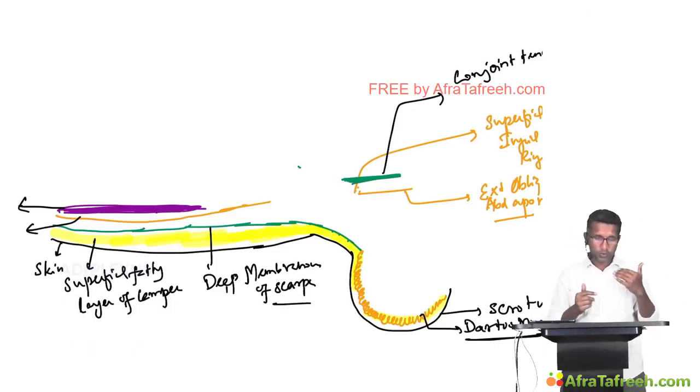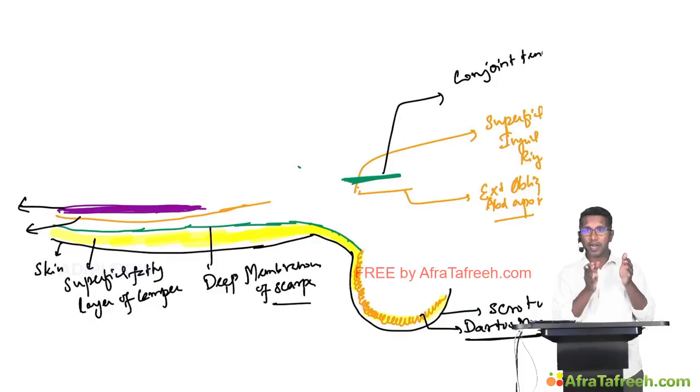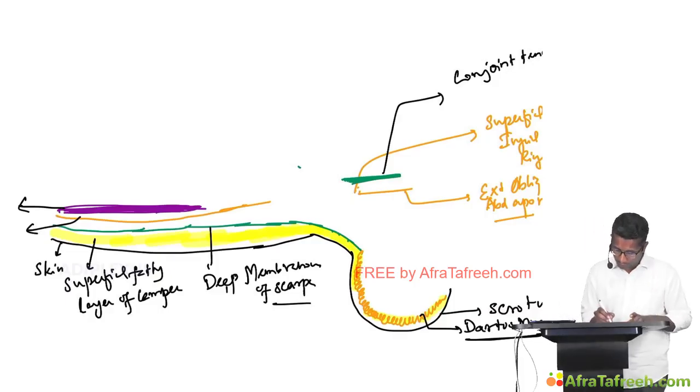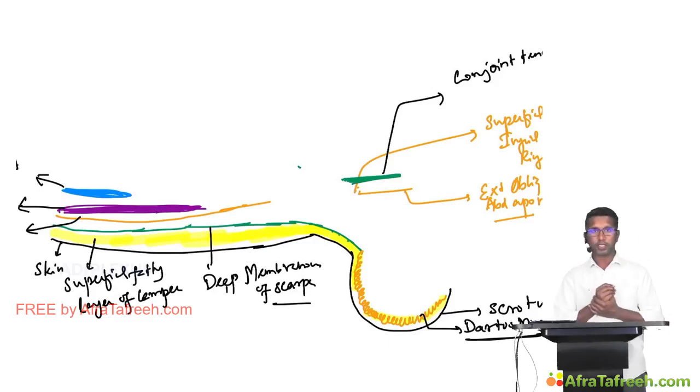Now deep to the internal oblique abdominis muscle, you get another muscle. That muscle again takes origin from the lateral part of the inguinal ligament. So what is this muscle? The muscle which you see here is the transverse abdominis muscle. This is called the transverse abdominis muscle. And where does this muscle arise from?